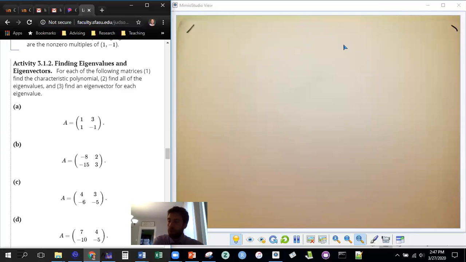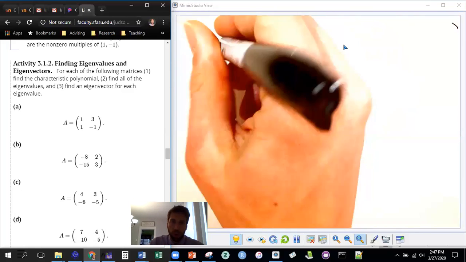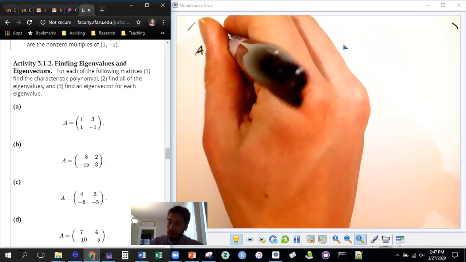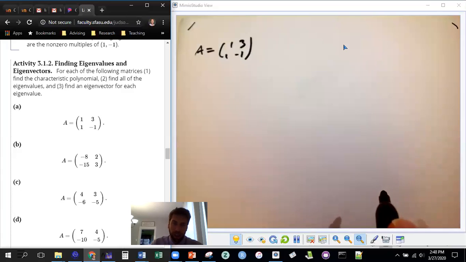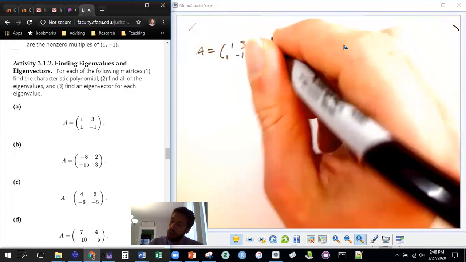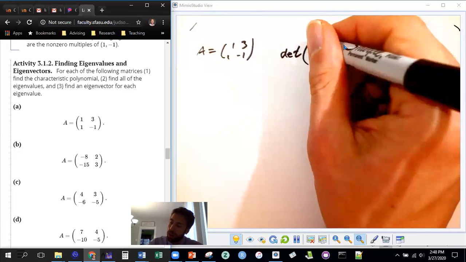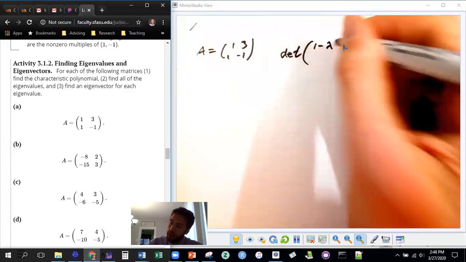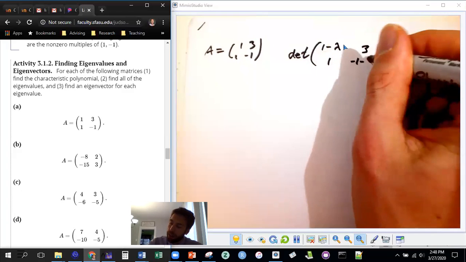Say you've got A equals [1, 3; 1, -1]. I want to find the eigenvalues of A. What I do depends on if you like lambda or x. Traditionally, we use lambda for eigenvalues. So to find the eigenvalues, I'm going to take the determinant of the matrix [1 minus lambda, 3; 1, negative 1 minus lambda].